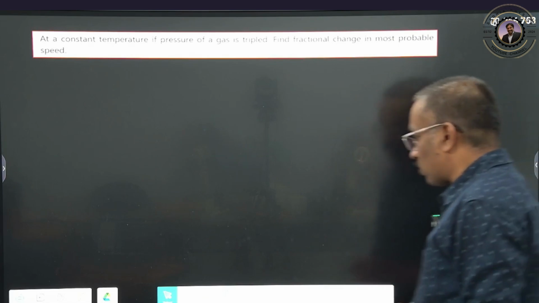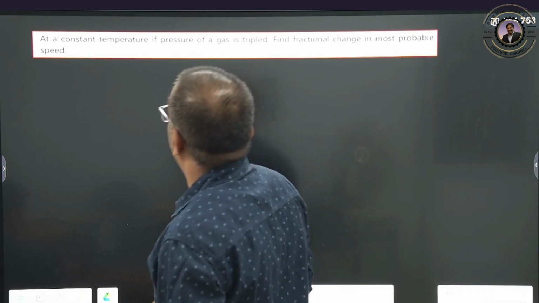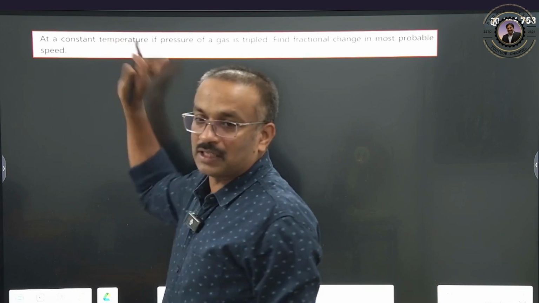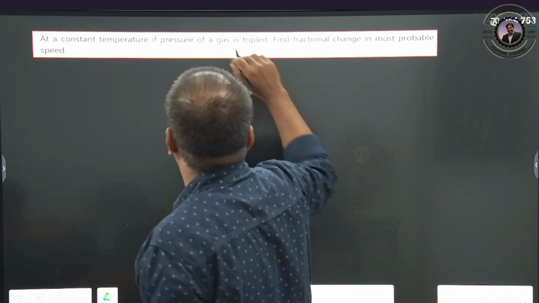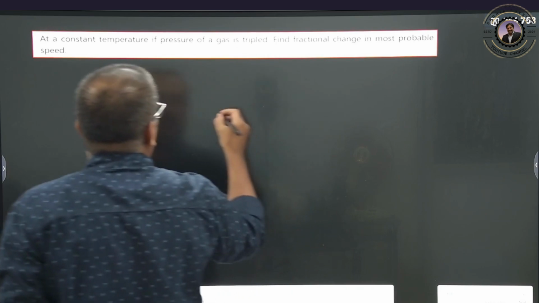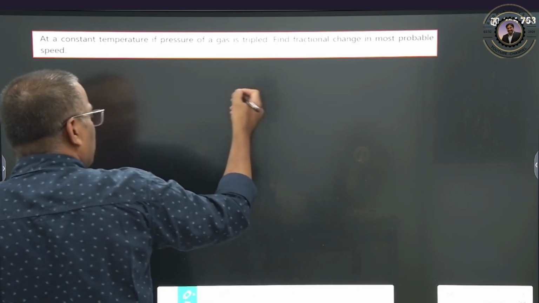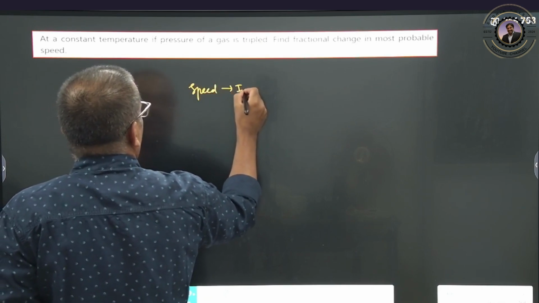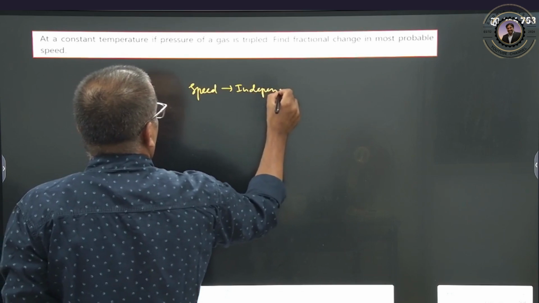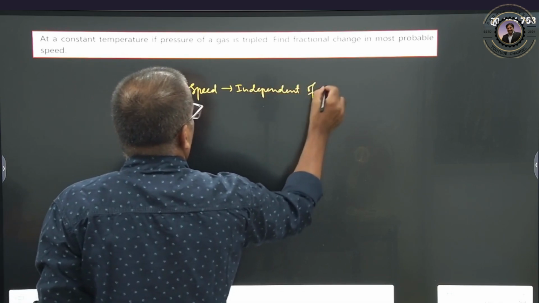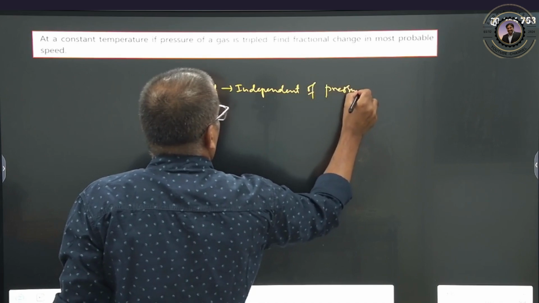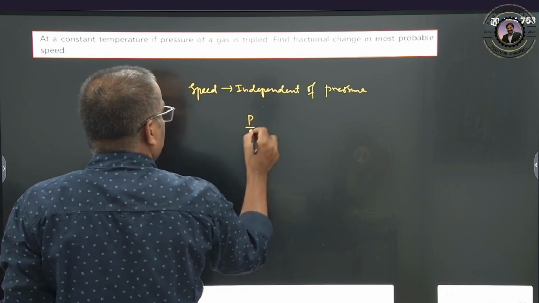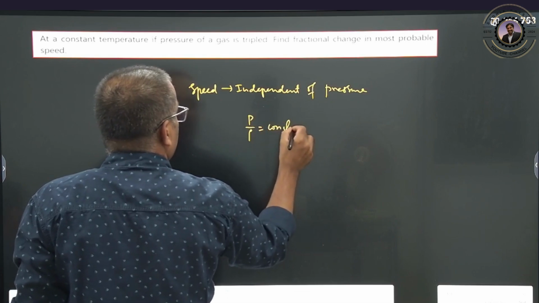Let us see this question now. Here the temperature is constant, not changing. Therefore, if the pressure of the gas is changed, the speed of the gas molecules is independent of pressure. Why? Because pressure by density of the gas is always constant.